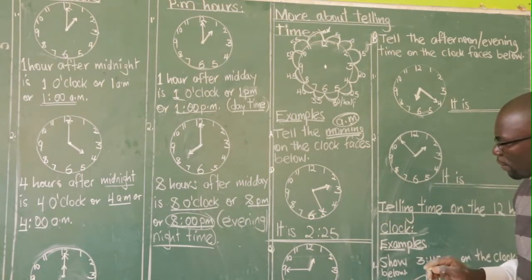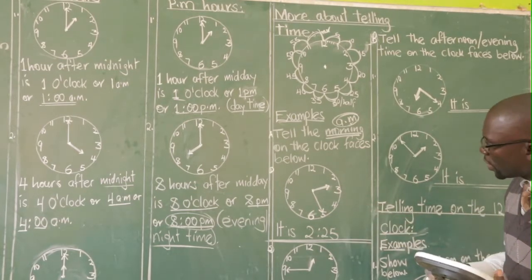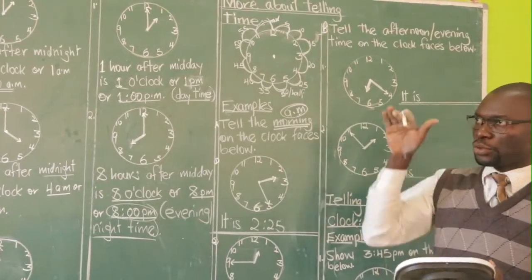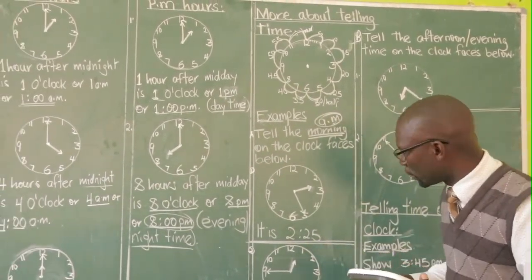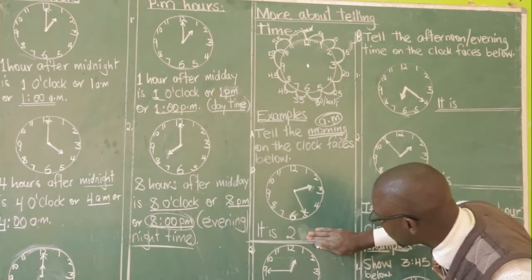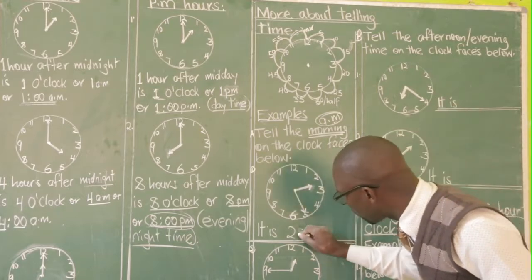What shall we write? Is it 3 yet? No, it's not yet 3. What's the time? It is just coming to 3. If it's just coming to 3, meaning the time is still 2. So we shall say it is 2. And then how many minutes have gone past 2?